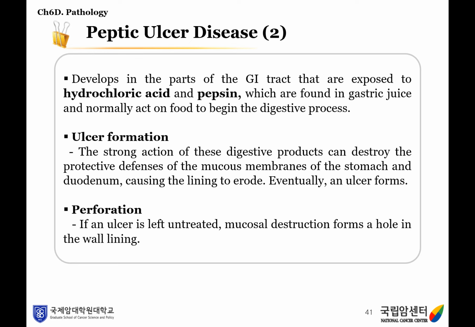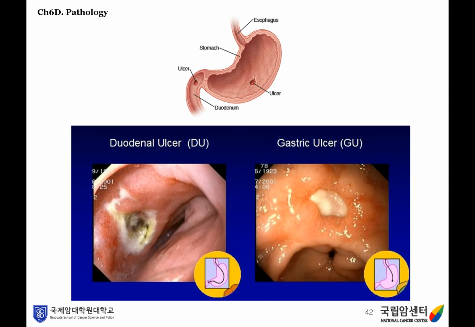PUD develops in the part of the GI tract that are exposed to hydrochloric acid, HCl, and pepsin. The strong action of these digestive products can destroy the protective defenses of the mucous membranes of the stomach and duodenum, causing the lining to erode. Eventually, an ulcer forms. And if the ulcer is left untreated, then perforation can develop, which is when mucosal destruction forms a hole in the wall lining.